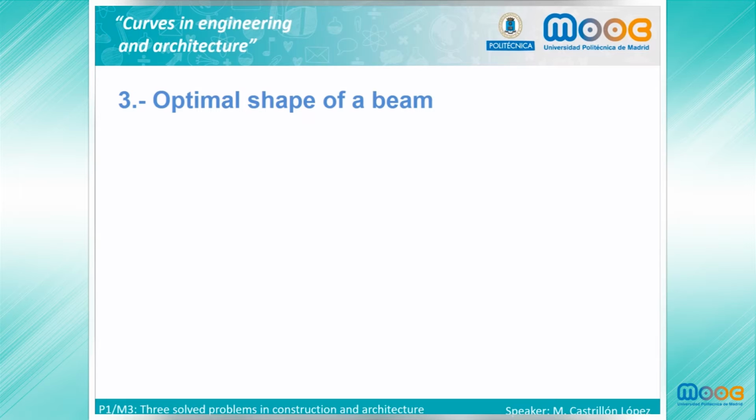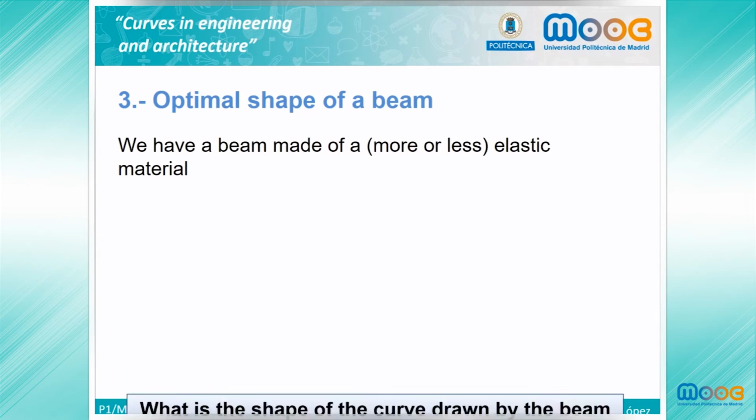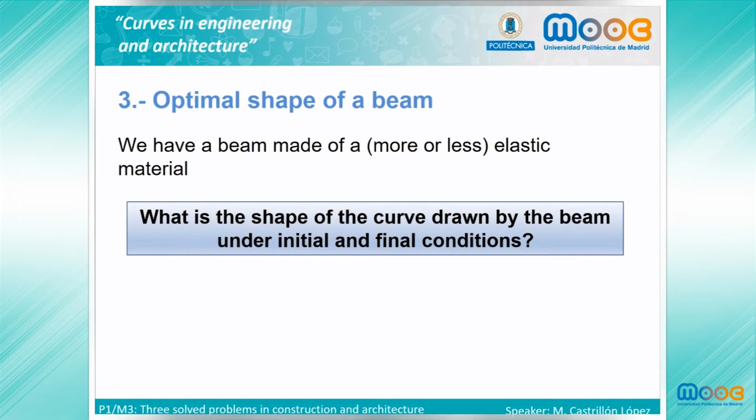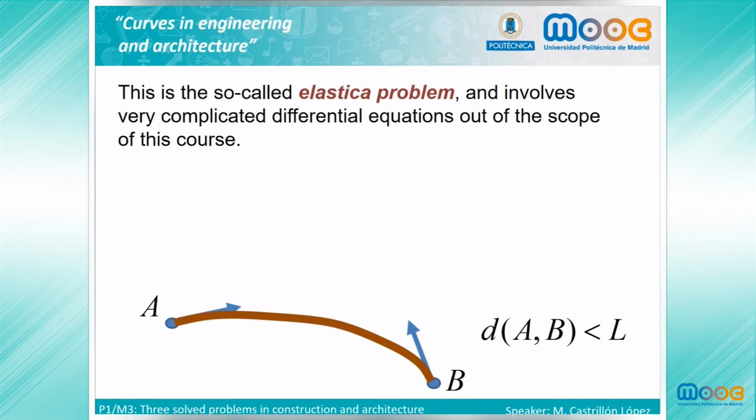And finally, the optimal shape of a beam. We have a beam made of a more or less elastic material, and we look for the shape of that beam under some initial and final conditions. These conditions are a point and a direction, the point A, and another point and another direction, point B. The distance between these points must be less than the length of the beam. This is the so-called elastica problem and involves very complicated differential equations out of the scope of this course.